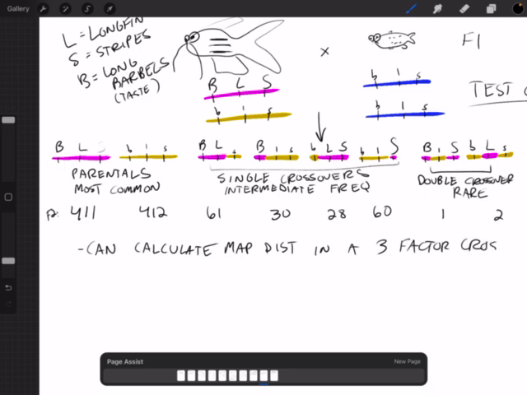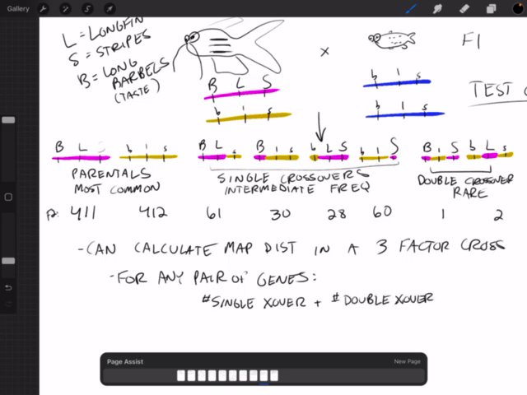And basically it looks like this. For any pair of genes, we have the number of single crossovers plus the number of double. You always count the doubles here. Crossovers divided by the total, times 100, of course, will give you the map distance in a 3-factor cross.